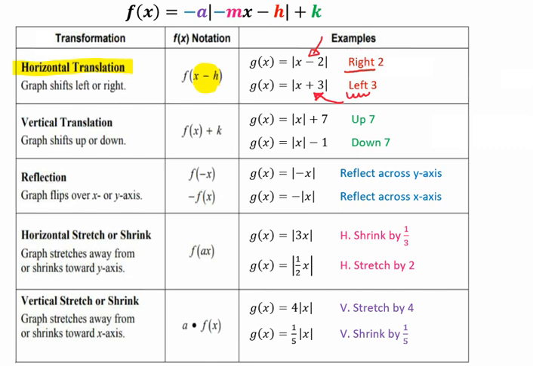Then let's take a look at our horizontal stretch and shrink. Here we see that our scale factor is on the inside of our function with the x, so it gets plugged in. Notice that when it tells us the scale factor is 1/3, we're using a 3 in the function. And when it tells us that it's a 2, we're using a 1/2 in the function, which means we're using the reciprocals. So let's go back to our problem and finish it.